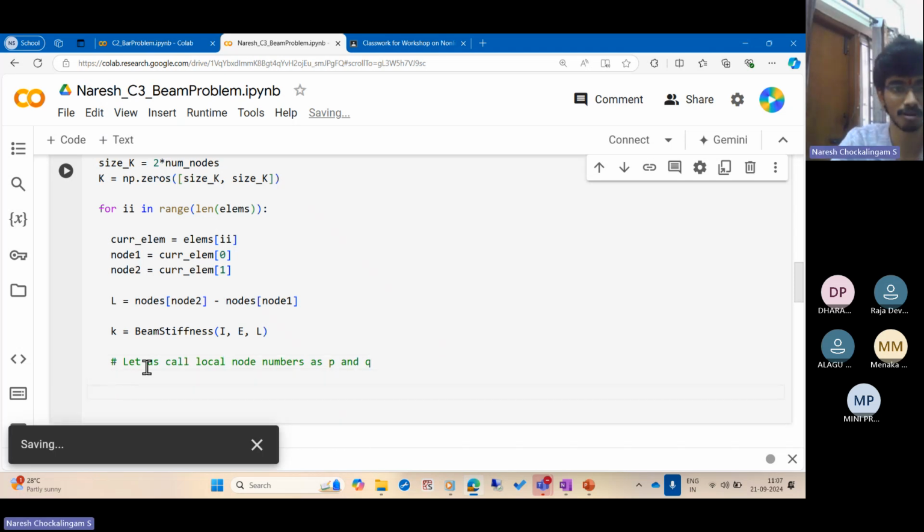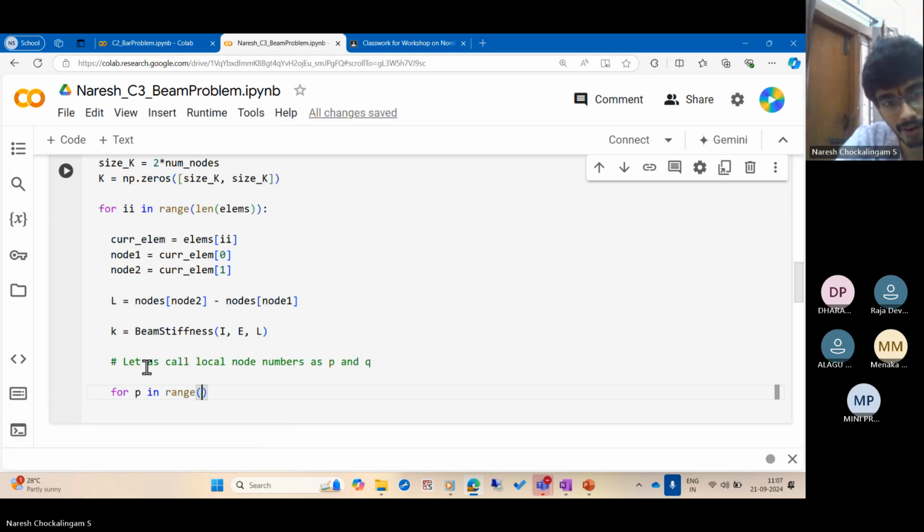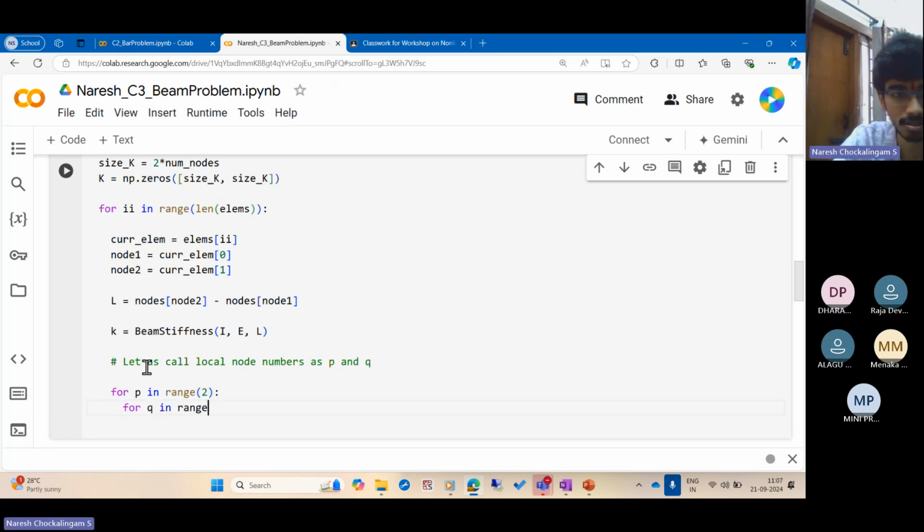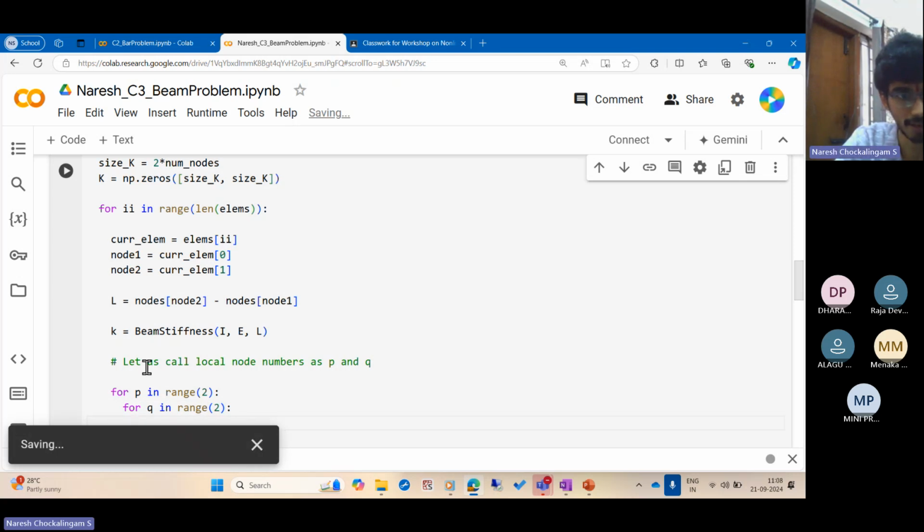Now I'm going to loop over P and Q. So for P in range, what is the maximum P can go up to? P can take either 0 or 1. And range will exclude the last number. So it is P in range 2, and Q in range 2. Okay, very good.